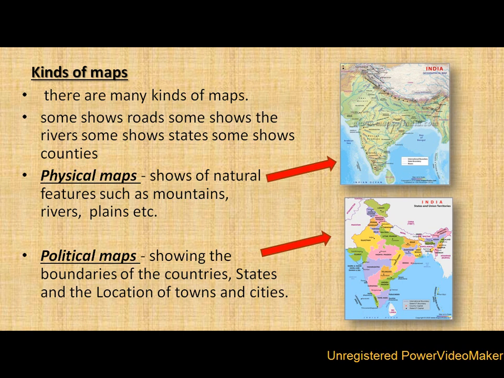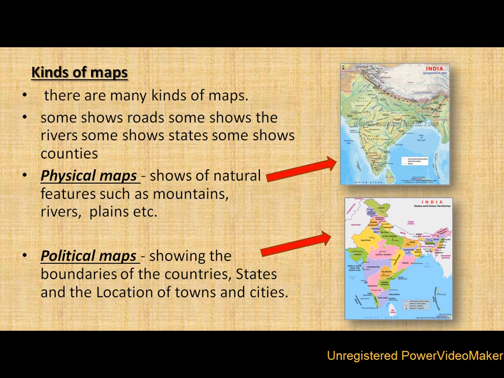In 6th class, you already studied different kinds of map. There are many kinds of map. Some show roads, some show rivers, some show states, some show countries and counties. So in that, two major kinds of maps are physical maps and political maps. To understand these maps, on the right side of the screen at the top you will find one map of India. In that map you can find blue color.